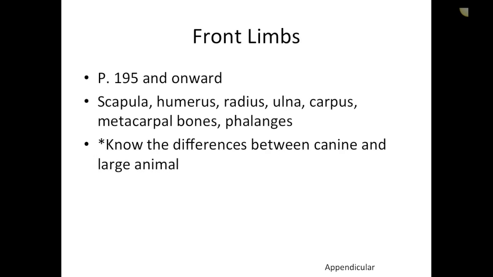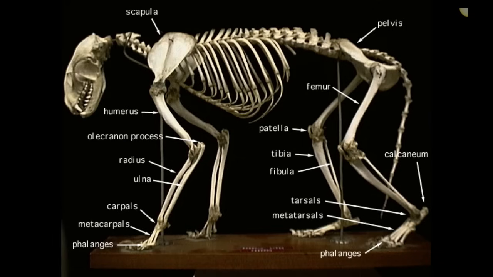Appendicular skeleton. What does that mean? We're talking about the appendages. So we've got the front limbs that include the scapula, or scapulae if it's plural, humerus, radius, ulna, carpus, metacarpal bones, and phalanges. And know the difference between canine and large animal because they vary significantly. So looking at Fluffy here, we've got the scapula, and you can see on the scapula, it's a nice big flat bone. And then we have the spine of the scapula runs down the center of the bone. And that again is another process that allows for massive muscle attachment around the shoulder, the scapula.